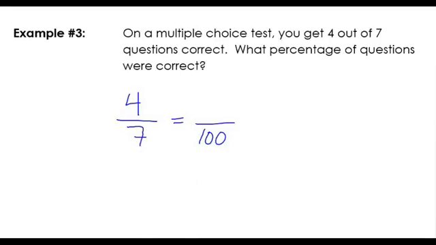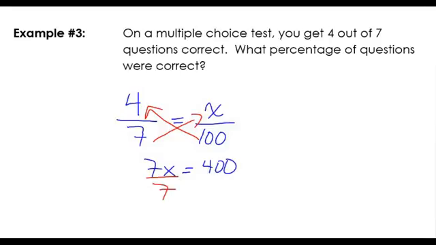So I'm going to cross multiply in this case. What I don't know is what 4 out of 7 means in terms of 100, as a percent. So I'm going to cross multiply. So 4 times 100, and then 7 times x. What do I get? 7x is equal to 400. So I'm going to divide by 7 on each side to isolate my x. x is equal to 400 divided by 7.